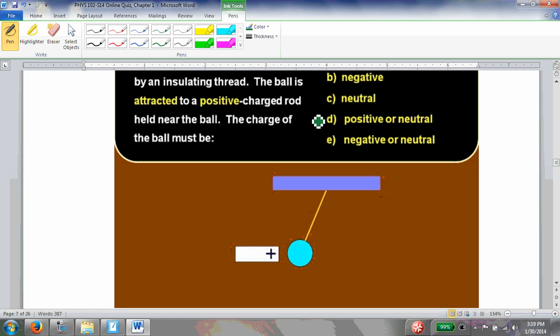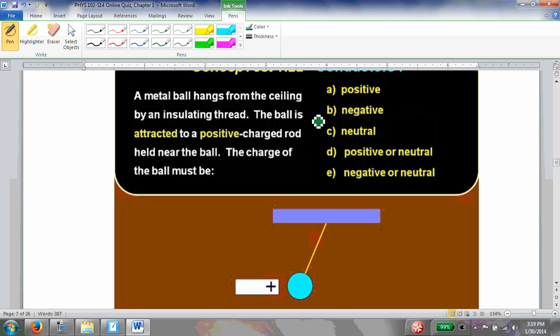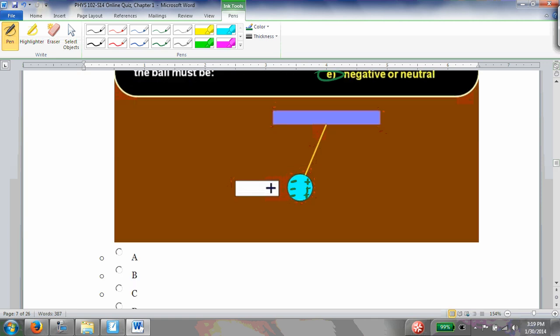All right, a metal ball hangs from the ceiling by an insulating thread. It's attracted to a positively charged rod. All right, this is exactly like we had before. Either the ball is negatively charged or it is neutrally charged. So it's either negative or neutral.